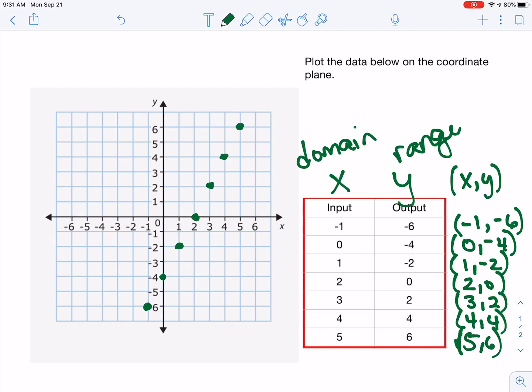Now sometimes when you graph points like this, they're going to ask you to draw a line to connect your points. If you can see, these points are all in a nice neat row, so it'd be easy to draw a line to connect those. You may not have to do that, but you always can draw a line if needed.